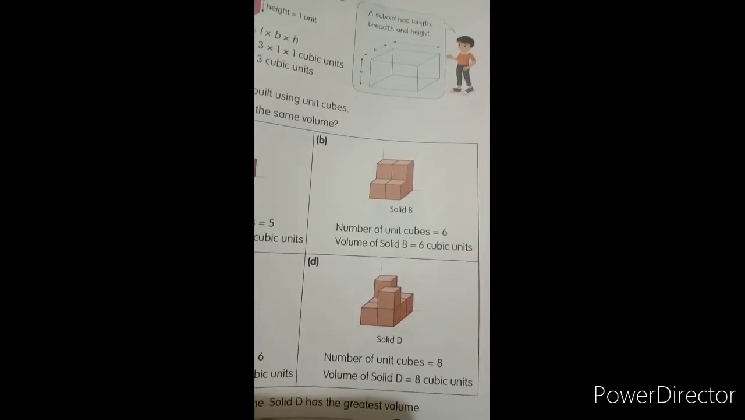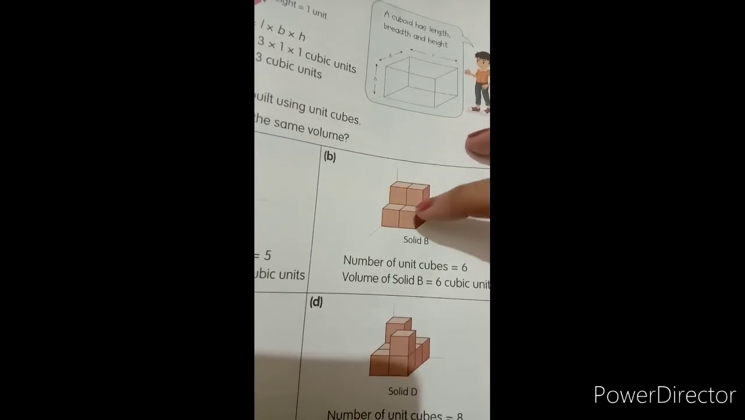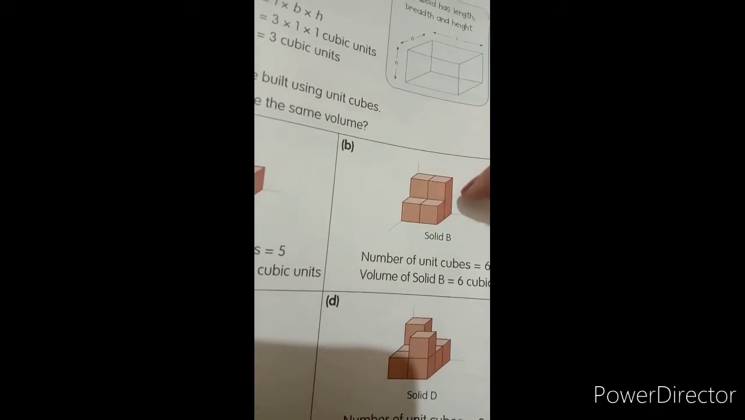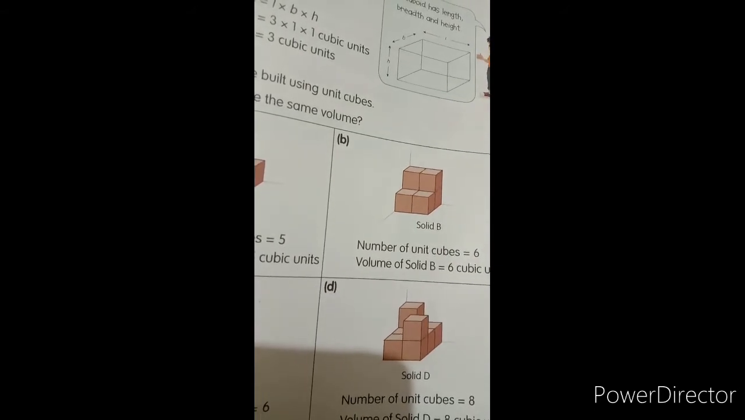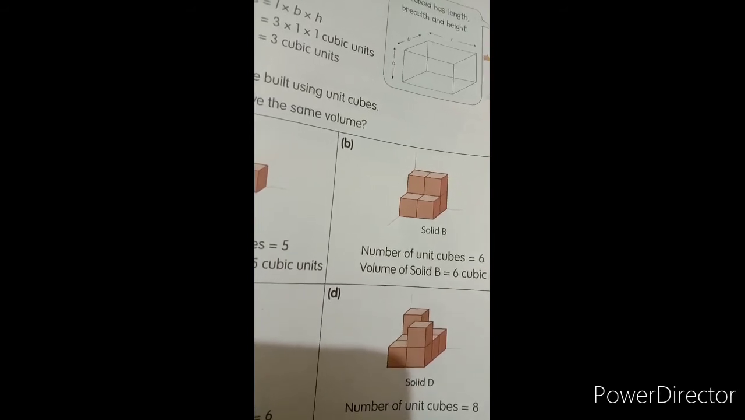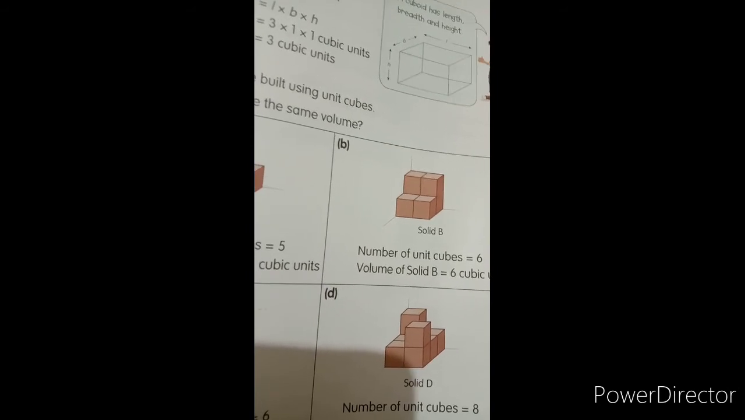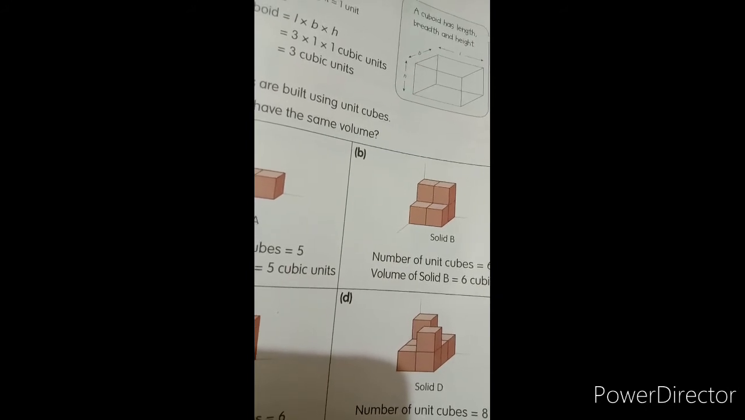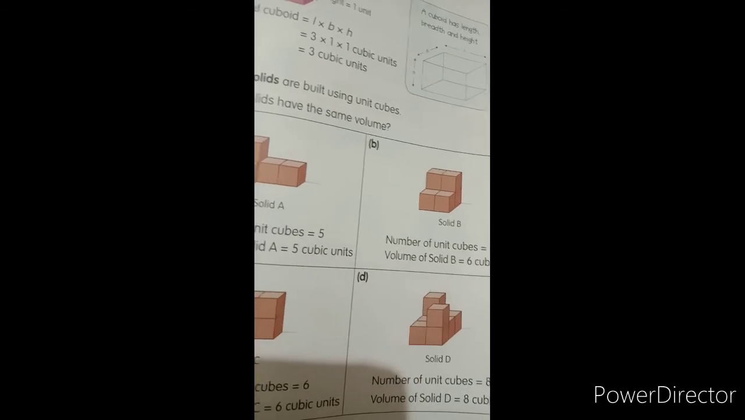The next is solid B. There are 1, 2, 3, 4, 5 and 6 squares, 6 unit cubes. 6 कैसे? 1, 2 और इसके जस्ट नीचे भी 2 होंगे और ये जो सामने दिख रहे हैं 2, तो टोटल 6 क्यूब्स. So number of unit cubes is equal to 6. Then if the same case, that if one cube is 1 cubic unit, then 6 cubes of how much will they be? What will be the volume of 6 cubes? So volume of solid B is equal to 6 cubic unit.